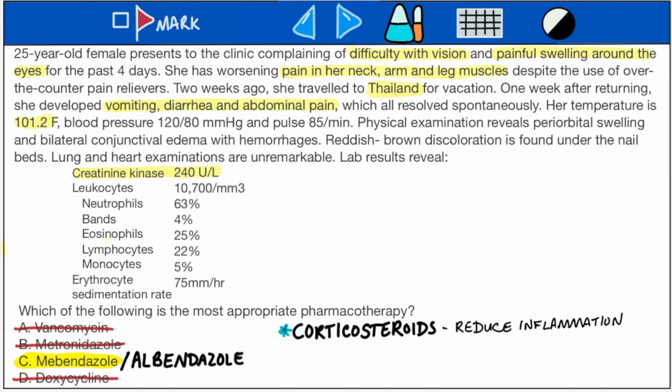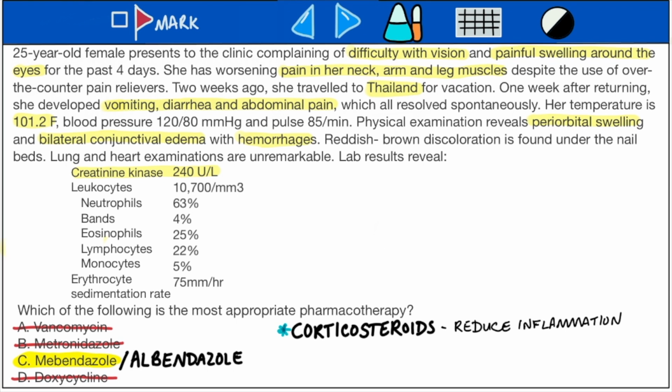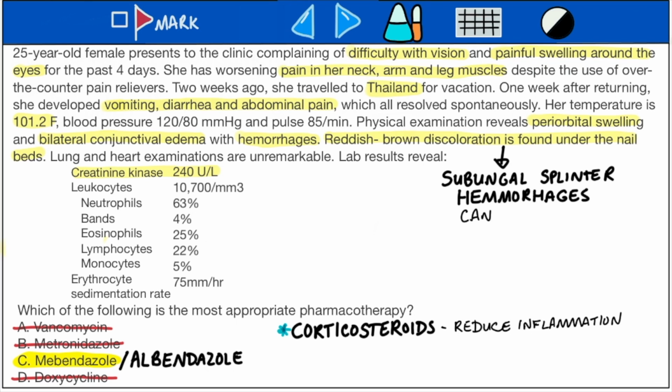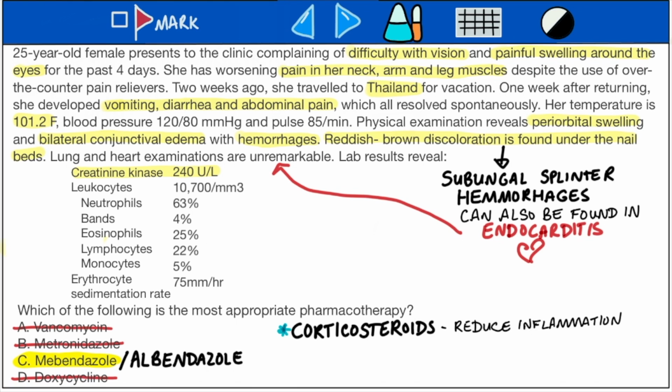The elevation in temperature is indicative of an infection. Physical examination is supportive as it reveals periorbital swelling and bilateral conjunctival edema or chemosis, as well as conjunctival hemorrhages. Now the reddish-brown lesions found under the nail beds describe subungual splinter hemorrhages. Subungual splinter hemorrhages can also be found in endocarditis, so it's very important that you pay attention to the heart examination. In this case, the heart examinations were unremarkable.